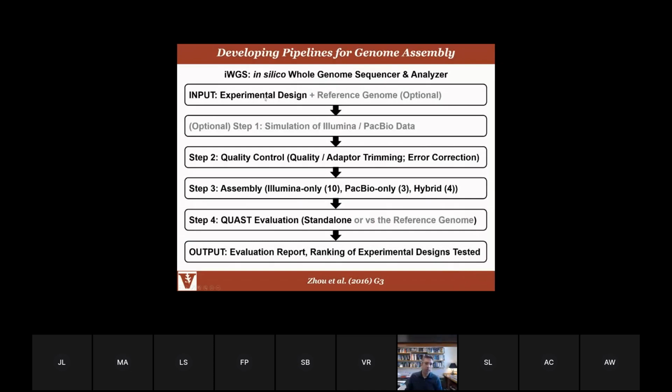What's nice about this pipeline is that you can also come up with several different experimental designs. Do you want to do just Illumina paired-end, or Illumina paired-end and mate-pair sequencing, or combine Nanopore and Illumina? It would make up some data and rank the experimental designs, so that you would have a flavor of what you're looking at.